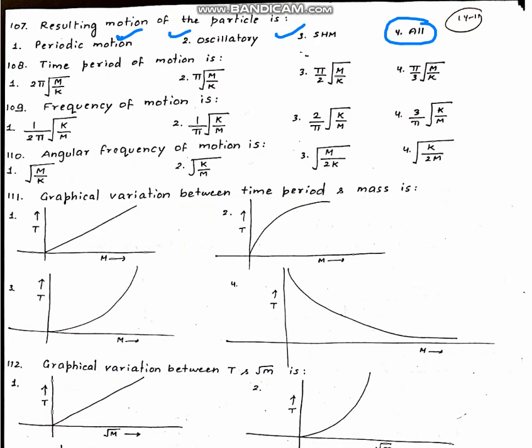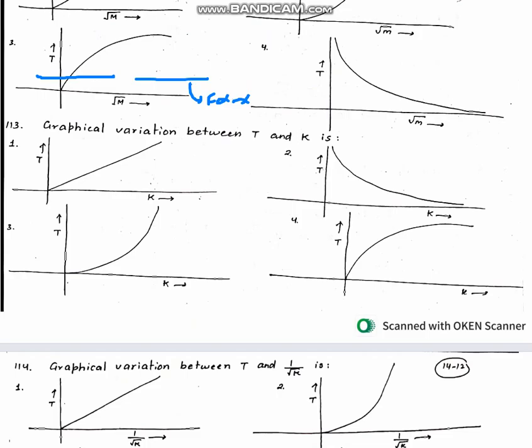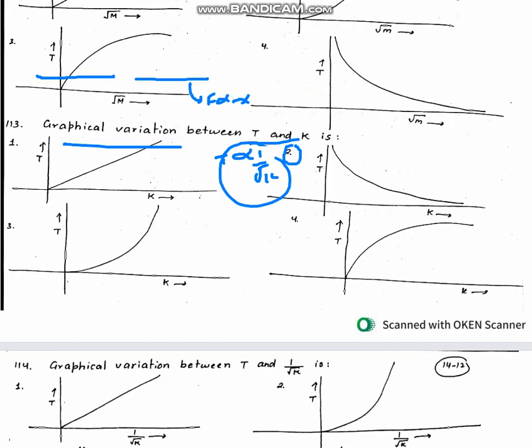Next is time period of motion. So force is equal to minus kx. Force is ma. So ma is equal to minus of kx. So here next is graphical variation between T and k. So T is proportional to 1 by root k, so the graph will be of a rectangular shape like a rectangular hyperbola. So second is correct over here.